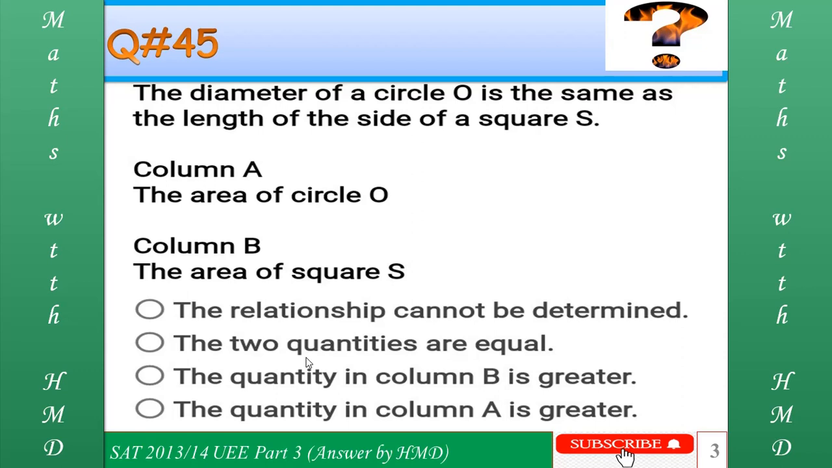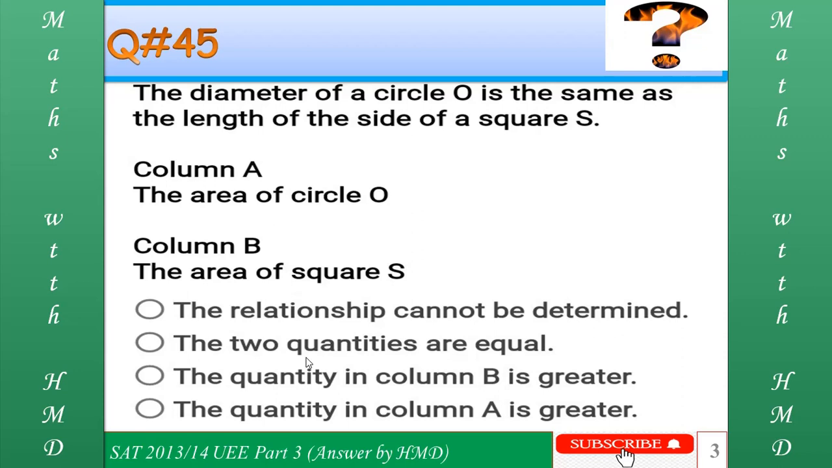So here is question number 45. The diameter of a circle O is the same as the length of the side of a square S. This is given. In column A there is one quantity, which is the area of circle O, and in column B there is another quantity, which is the area of square S. Based on this, I will read the choices one by one.